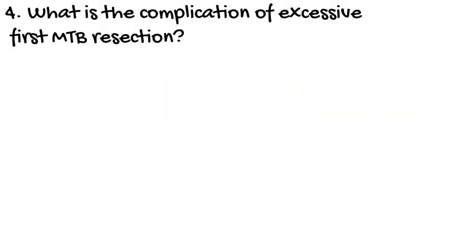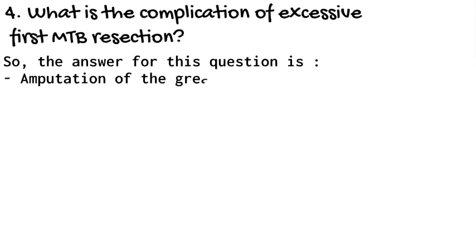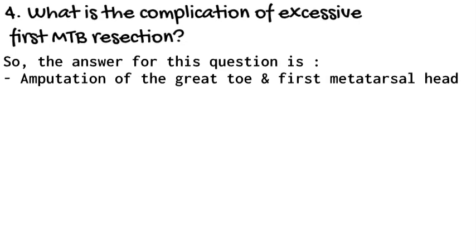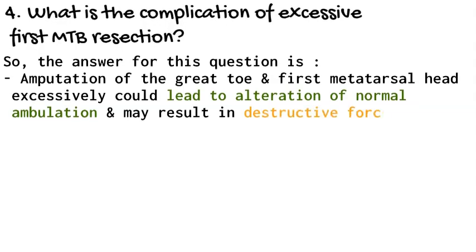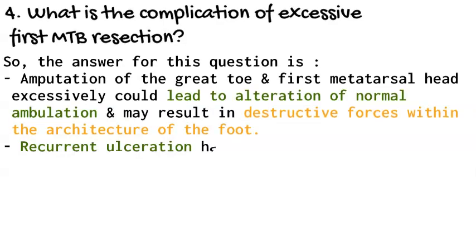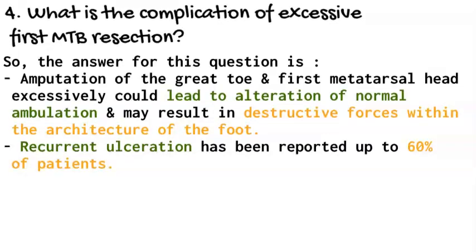So, the answer for this question is that amputation of the great toe and first metatarsal head excessively could lead to alteration of normal ambulation and may result in destructive force within the architecture of the foot. Recurrent ulceration has been reported in up to 60% of patients.